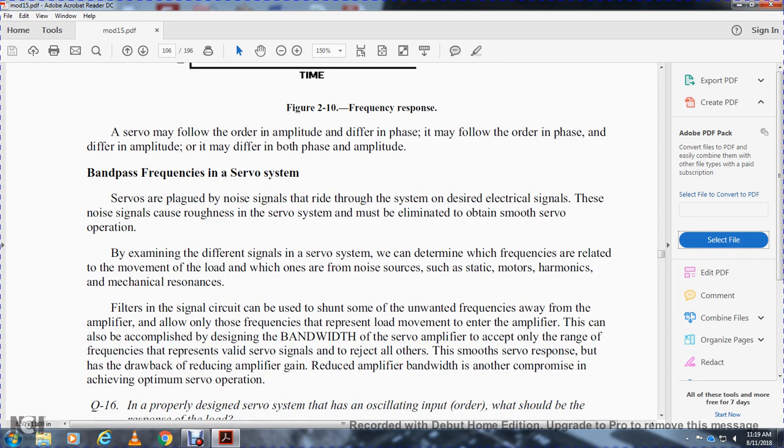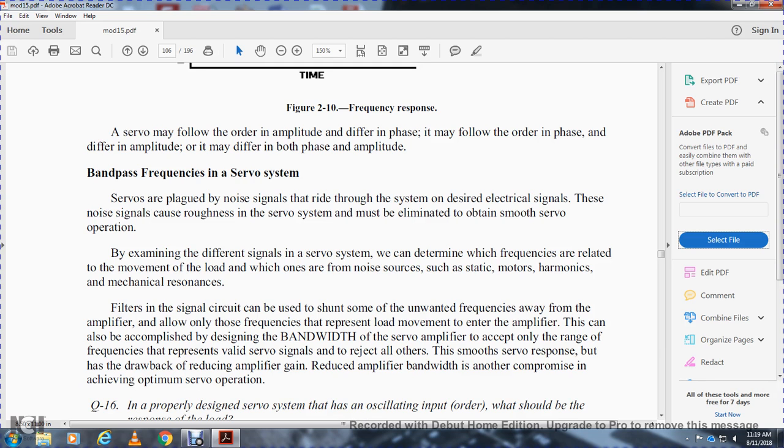Servos, if the servo is applied with a noise signal from the system along with the desired electrical signal, these noise signals cover the roughness of servos and must be eliminated to obtain smooth servo operation. By examining the different signals of the servos, it is determined which frequency relates to the movement of the load, and which are the noise sources, such as static, motor harmonics, and mechanical resonances.